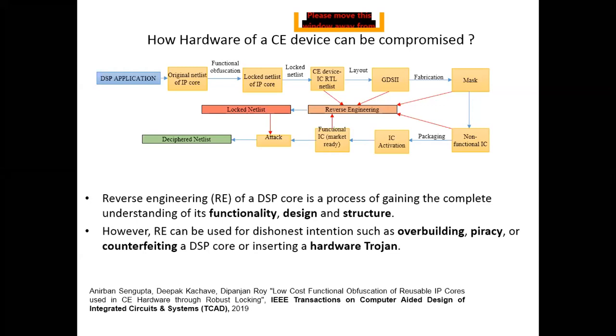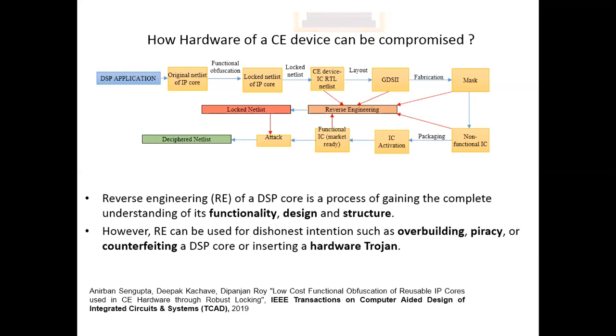So in this process, you see that reverse engineering can be launched either from the stage where the netlist is created, or it could be launched from where the masking is done, or it could be launched from the packaging stage, or it could be launched from the stage where a market-ready functional IC is available.